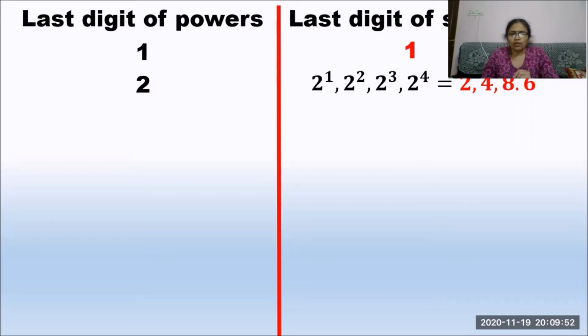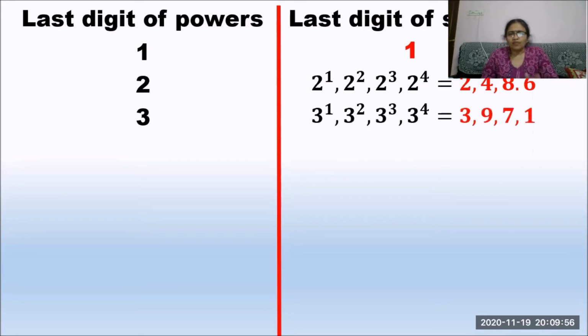3 again repeats in a cycle of 3, 9, 7, 1. 3 to the power 1 is 3. 3 to the power 2 is 9. 3 to the power 3 is 27, so the last digit is 7. 3 to the power 4 is 81, so the last digit is 1. If you remember the cycle, you can easily find the last digit.